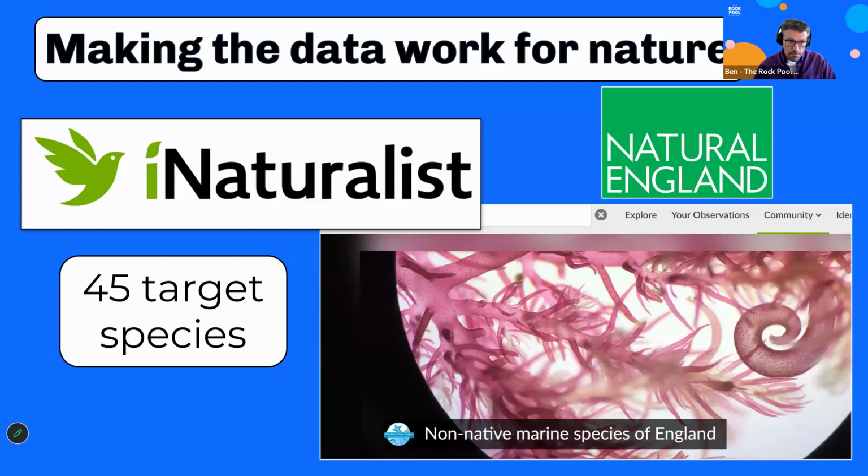We partner with Natural England for this, and Natural England have provided us with a list of 45 target species to look out for when we're recording. When we're doing our monthly events, we're not just focused on those; people can record absolutely any species, but if they do record one of these 45 target non-native species, then we report to Natural England on a monthly basis everything that was found off that list, and that's now been expanded to other parts of the UK. We now report to Scotland and to Wales as well, and we're ready to report to Northern Ireland.